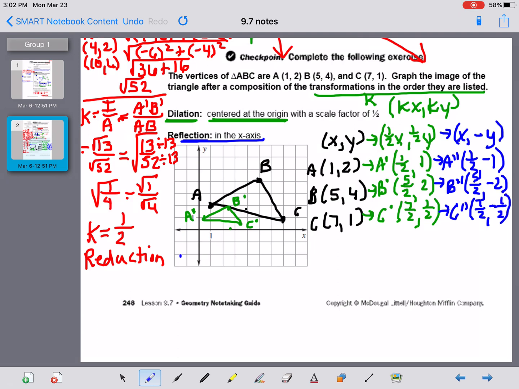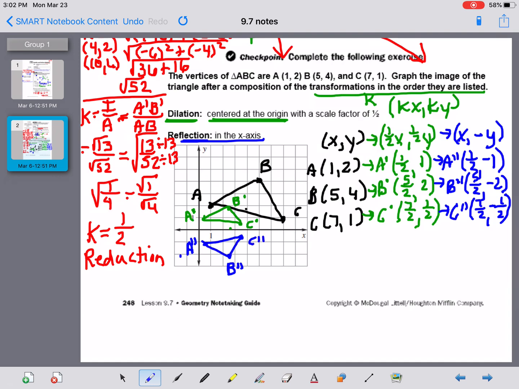And now we're ready to graph our final set of points. So for A double prime, I'm going to 1/2 and negative 1, and again, make sure we label that A double prime. For B double prime, I'm going to 5/2, which is the same as 2.5, and negative 2. And for C double prime, I'm going to 7/2, which is 3.5, and negative 1/2. So again, beneath that x-axis there. And there's my final triangle.